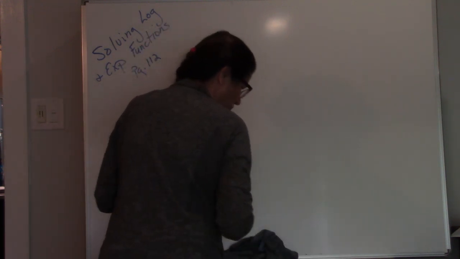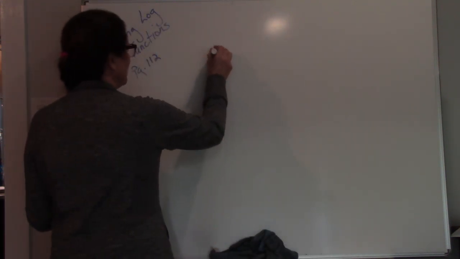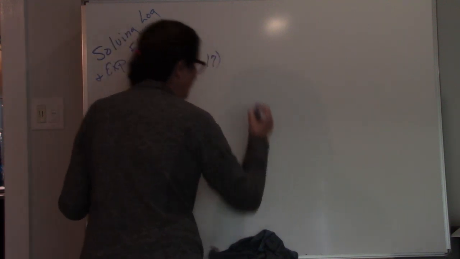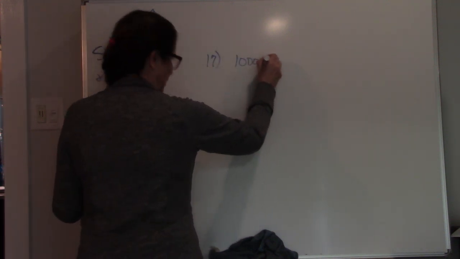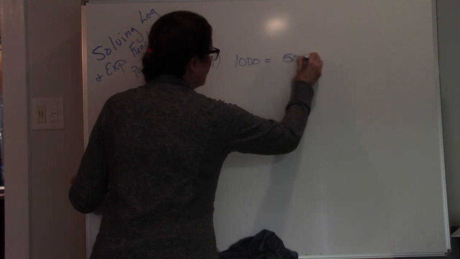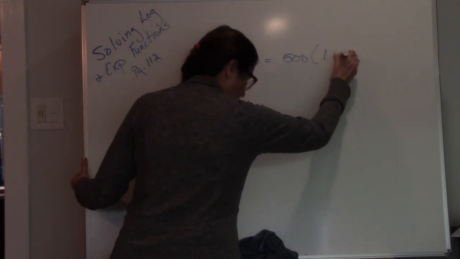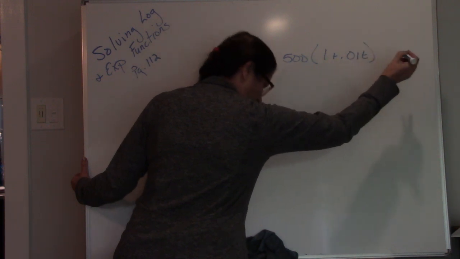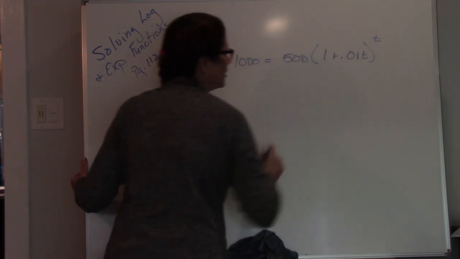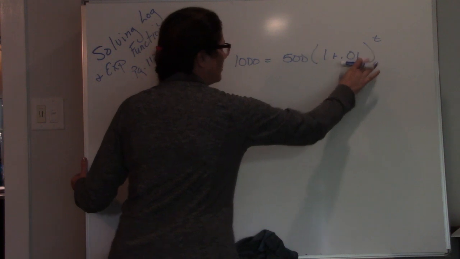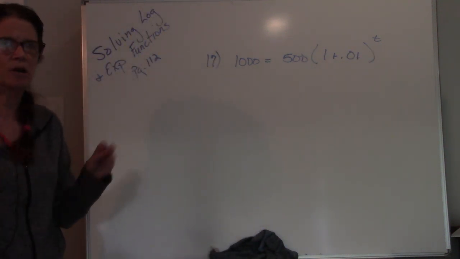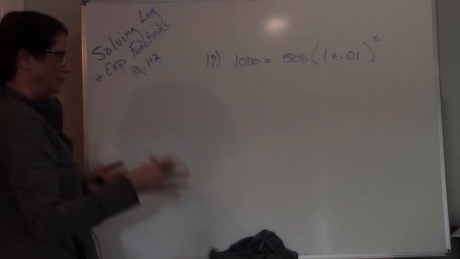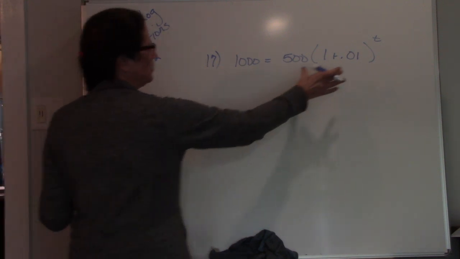So let me show you which one this is. So this is number 17. So please change this in your packet. It is 1,000 equals 500 times 1 plus 0.01, and in your packet, there's a t in there, all raised to the t power. This t should not be there, okay? It won't work.